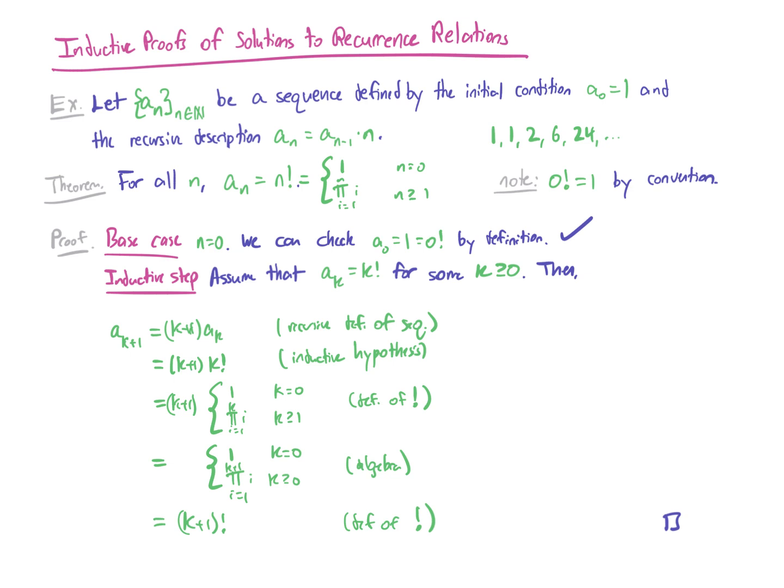This kind of proof that a certain kind of function solves a recurrence relation, a recursive description of a sequence, is especially common when we're studying the runtime of algorithms. Often we have a recursive description of the runtime of an algorithm, and we use an argument like this in order to give a more explicit description of how long that algorithm is going to take to run. And we're going to talk more about that soon.